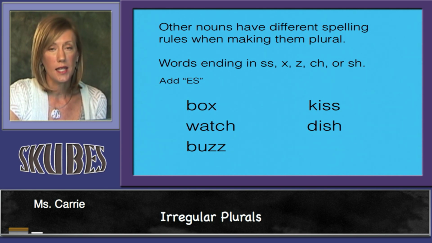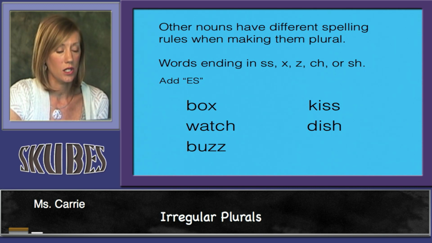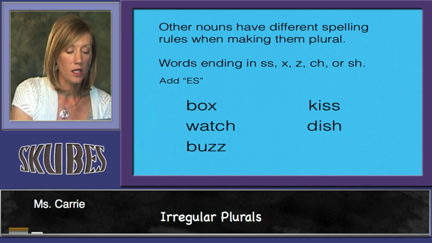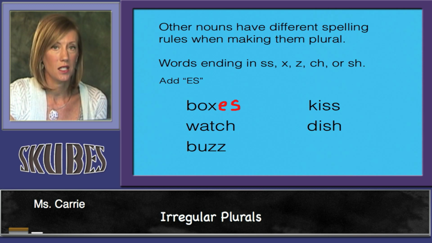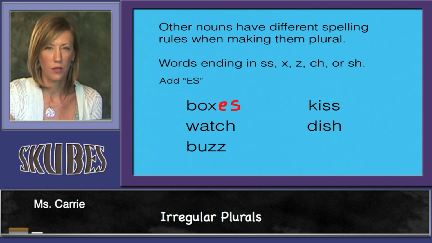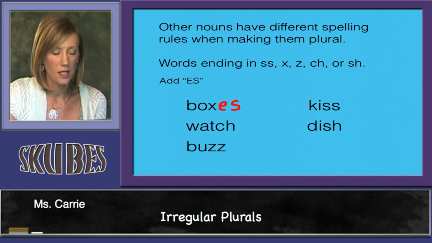Words that end in SS, X, Z, CH, or SH, we're going to add ES to. So box would become boxes. I have one box, or I have 10 boxes, and you can even hear the sound difference. You can kind of hear the S, boxes.